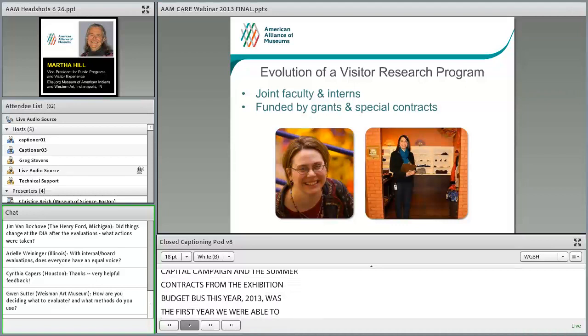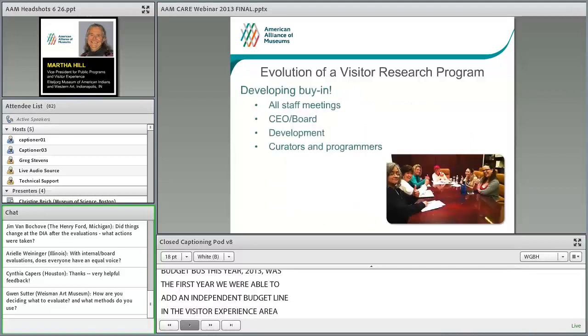Up to this year, funding for our portion of the fellows had come from grant monies and a capital campaign, and the summer contracts from the exhibition budgets. But this year, 2013, is the first year that we were able to add an independent budget line in the visitor experience area to cover evaluation. It's not a huge amount, but it's a start.